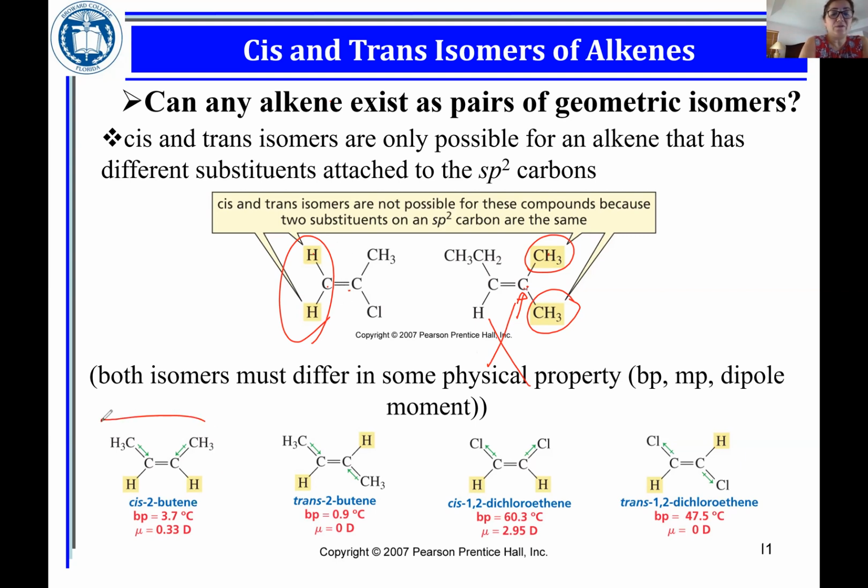When you look at this molecule down here, you have 2 different groups attached to carbon 1 and 2 different groups attached to carbon 2. Now, you can have cis or trans. If the groups are on the same side, obviously they are cis. If they are on opposite sides, it would be trans. The main point of this slide is that if you have 2 groups that are the same, the molecule doesn't exist as cis or trans.